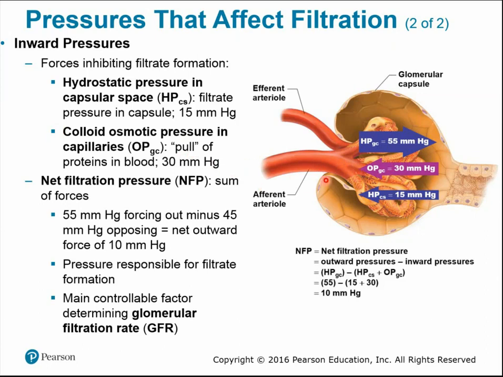Okay? So then net filtration pressure would be just the sum of these forces. So we have 55 millimeters of mercury forcing outward, right? Minus 30, minus 15, right? So that gives us a net filtration pressure of 10 millimeters of mercury. Right, so this is the actual pressure that's going to be responsible for that filtrate formation. Right? So later on we talk about the glomerular filtration rate, so how much filtrate the glomerulus is making, so what's the rate, how fast is it making this filtrate. We can control this or manipulate it by changing our net filtration pressures.